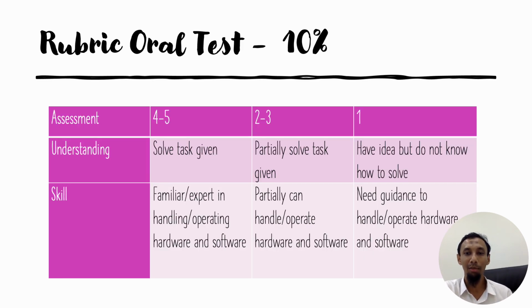And then for the oral test, we have 2 aspects. We will assess you on the oral test in your understanding and your skill. For understanding, we will ask some questions during the lab session, and then you need to explain how familiar you are and how you perform the photogrammetric instrument, and we will look at your skills. So understanding is whether you solve the task given or have an idea but do not know how to solve. And then skill: familiar, expert with handling and operating hardware and software, or need guidance in order to perform.